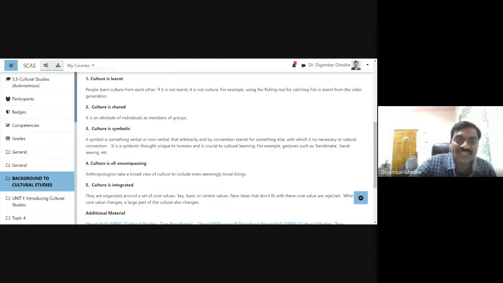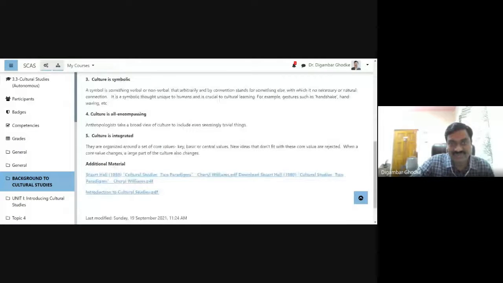Further, culture is all-encompassing, which means it covers everything. When we talk about anthropology, anthropologists take a broad view of culture. They include even very small things under culture. It is an umbrella term. As I mentioned earlier, the way we dress, the way we eat, the way we cry, the way we laugh can become part of a culture, which may not be accepted by other cultures.